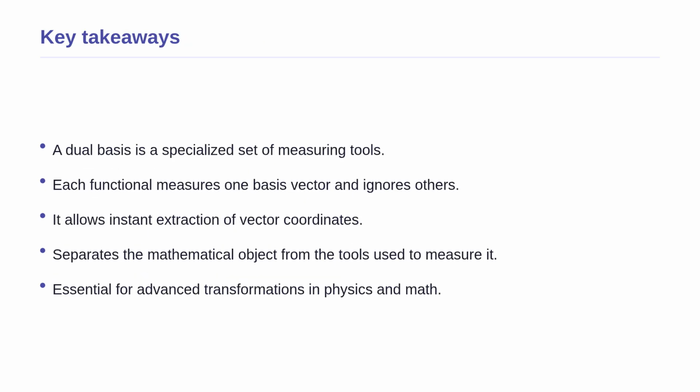Let us summarize what we have learned today. A dual basis is essentially a specialized set of mathematical measuring tools. For every vector in your basis, there is exactly one corresponding functional that measures it perfectly while ignoring all the others. This elegant pairing allows us to instantly extract coordinates, effectively separating the object itself from the tools we use to measure it. You have now covered the full topic. Mastering the dual basis is your key to understanding advanced transformations in both pure mathematics and applied physics. Great job today.